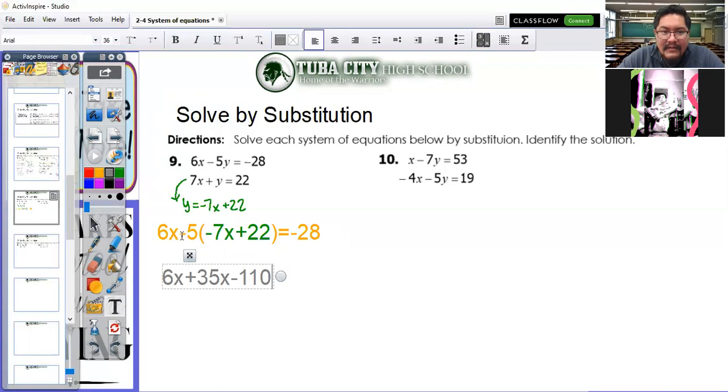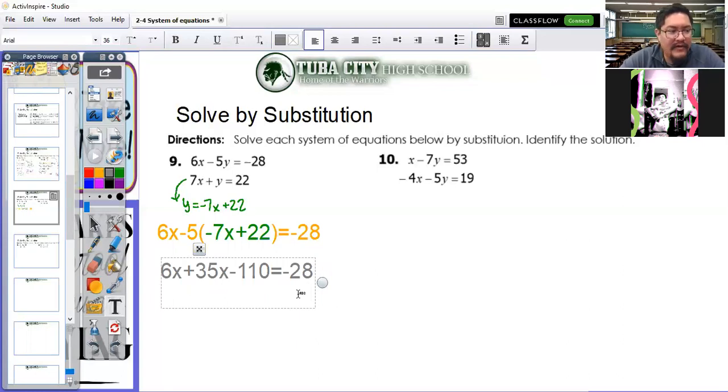So that's going to turn this negative, equals, and then we still have this last number, it's still there, so don't worry about that. Now combine our like terms, so in this case 6 and 35, it's going to be 41 equals, and I'm also going to add 110 to both sides. So plus 110 to both sides, and that's going to be 82.